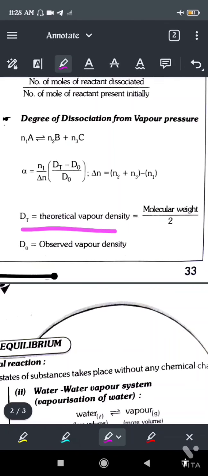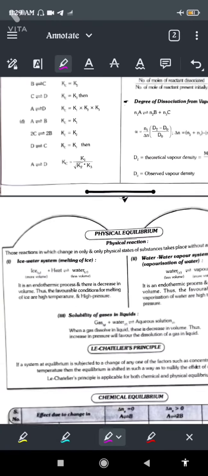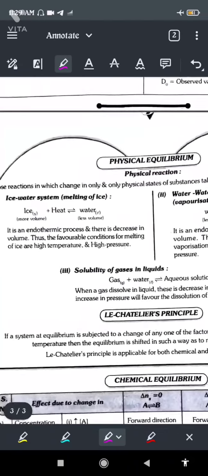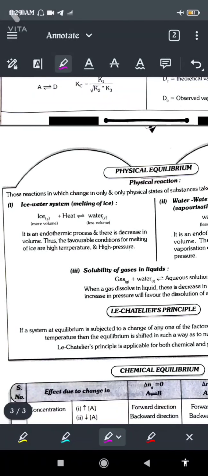Vapor density can be calculated. Vapor density equals molecular weight by 2. Theoretical vapor density can be calculated as the molecular weight by 2. Then the important point, physical equilibrium.